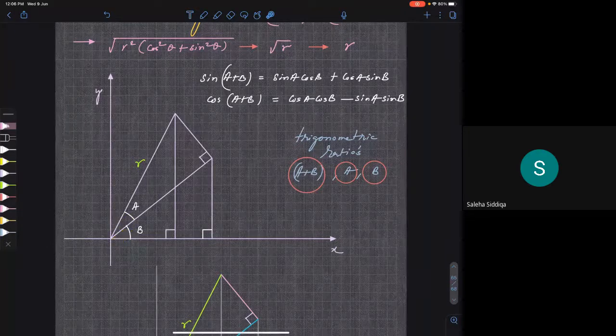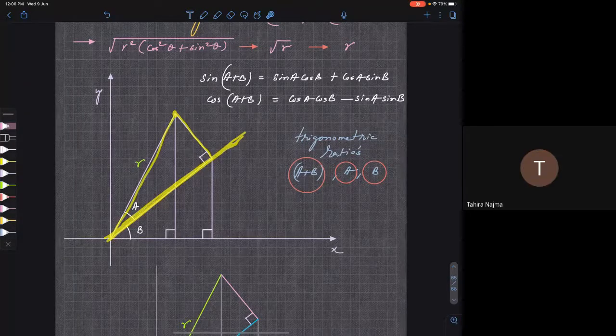Now, but I need right angle triangles, right? For defining trigonometric ratios. So what I do is, from this point, I will drop a perpendicular to this line. You are getting my point? Yes, sir. So I got a right angle containing angle A. Are you getting my point?